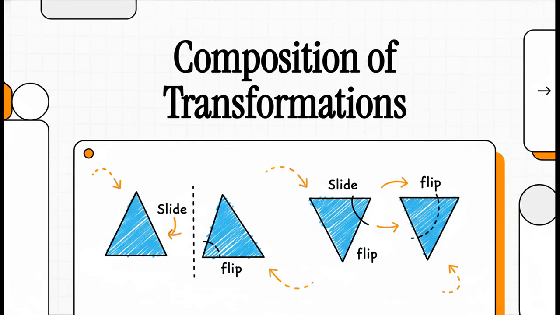Hey everyone, ever thought about what would happen if you took two different geometric moves, like a slide and a flip, and just kind of smashed them together? Could you make one single super powerful new rule? Well, the answer is yes, you absolutely can, and that's exactly what we're going to dig into today.